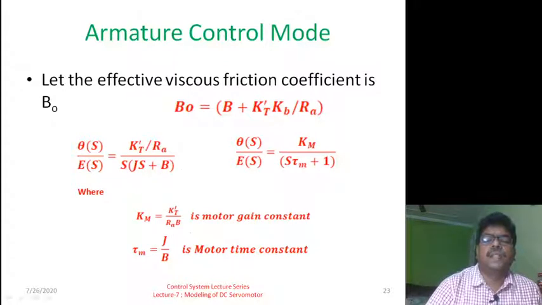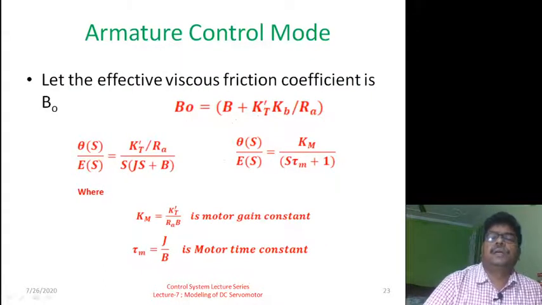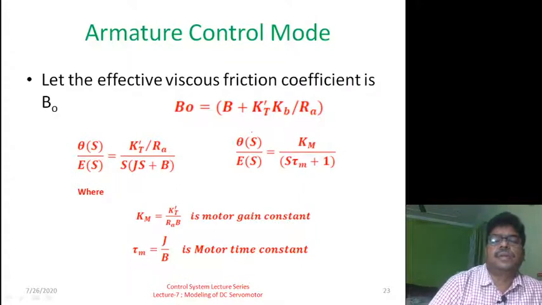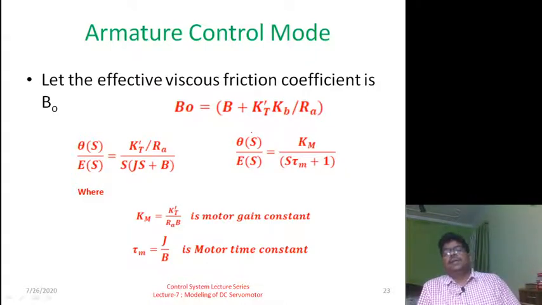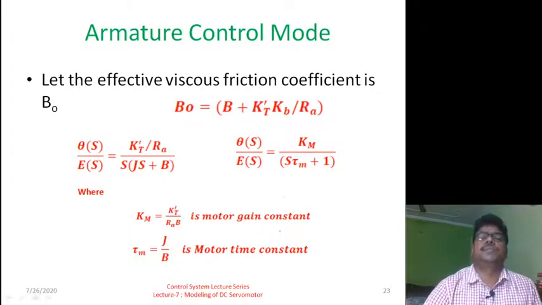So here you can see that the effective viscous friction increases. Here we have a greater regulation capability in the armature control mode. So in the armature control mode, the DC servo motor will be used to control a heavier motor compared to the field control mode, because it has a greater regulation capacity.